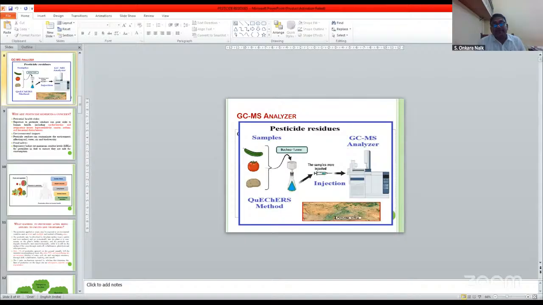Will I have adverse health outcomes if I don't remove the residues, or if I consume the produce as it is with residues? Definitely.